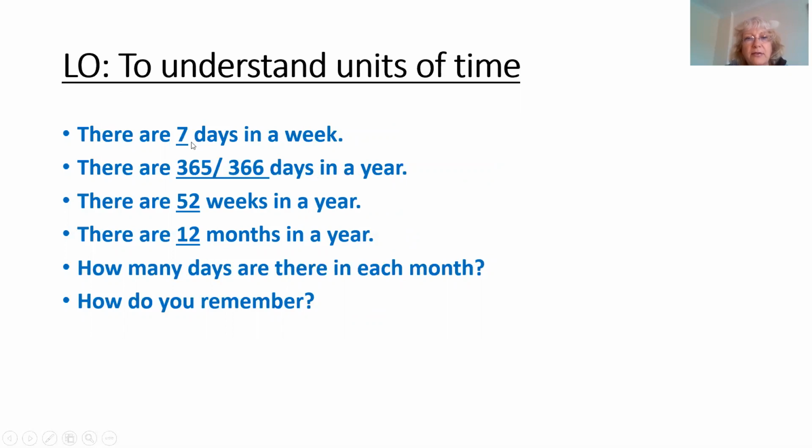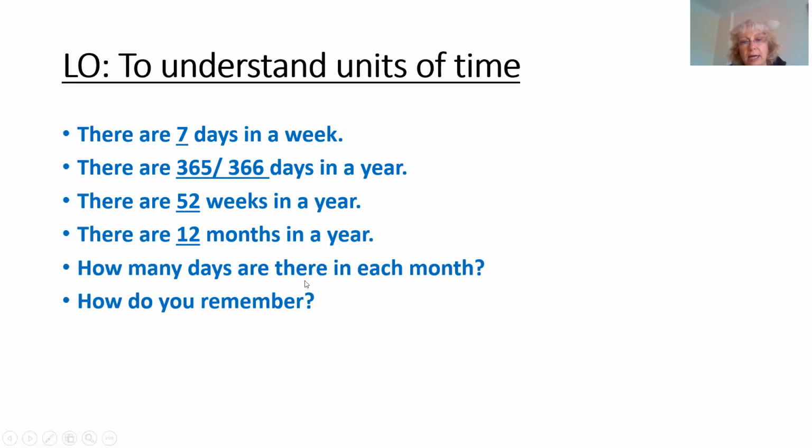So we have 7 days in a week, 365 days in a year, or if it's a leap year, so that extra day in February, the 29th of February, which happens once every 4 years, it's 366 days. There are 52 weeks in a year, and there are 12 months in a year.